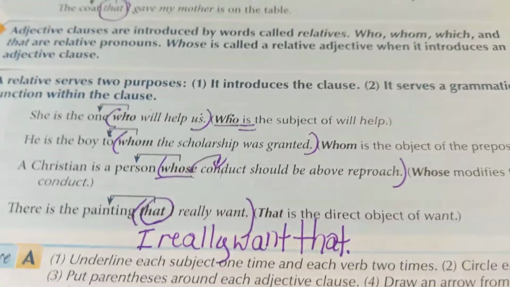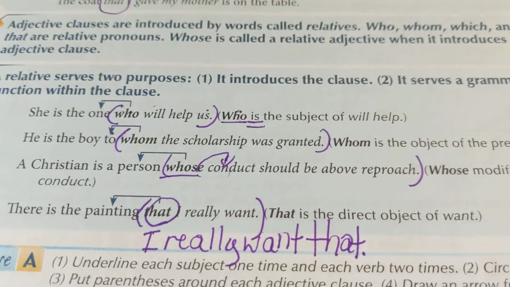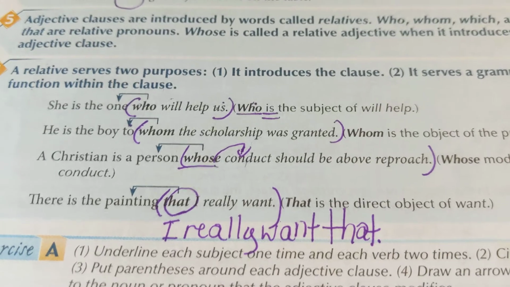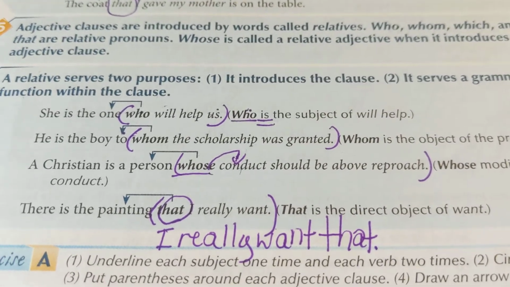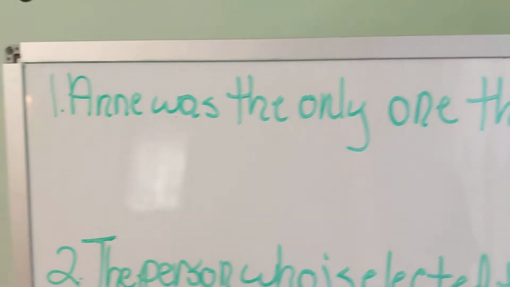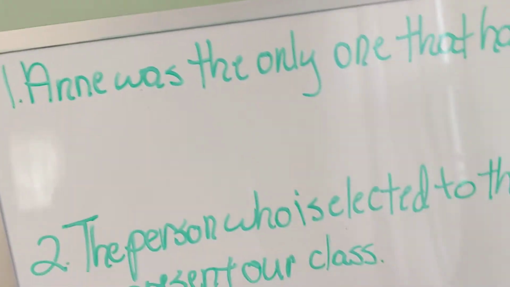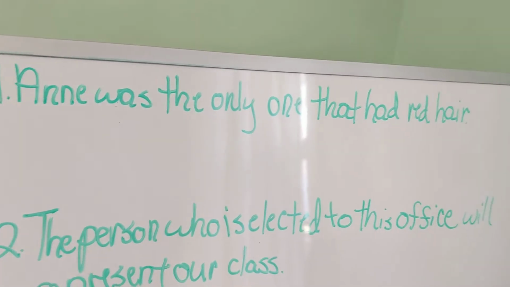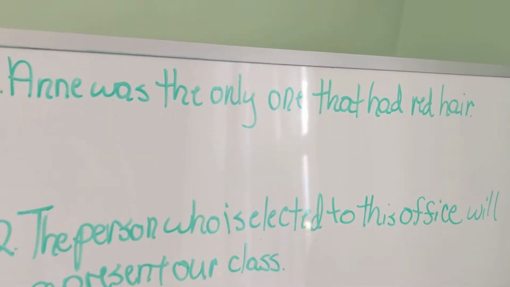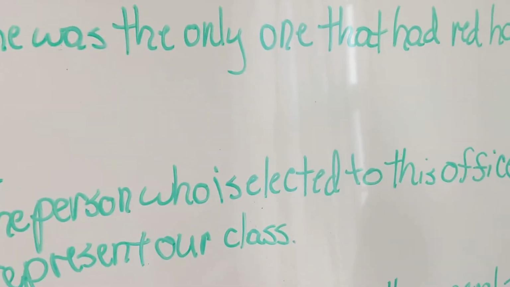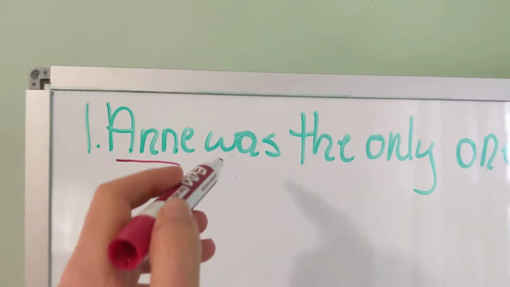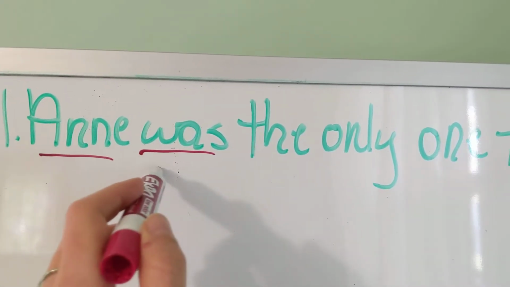Okay, so let us look at exercise A. I wrote the first 3 of exercise A on the board, so I'm going to switch to that real quick while you find exercise A. Okay guys, you should be looking at exercise A now. I have the first 3 on the board for you. Anne was the only one that had red hair. So what is my subject of this whole sentence? Anne. What is your verb? Was.